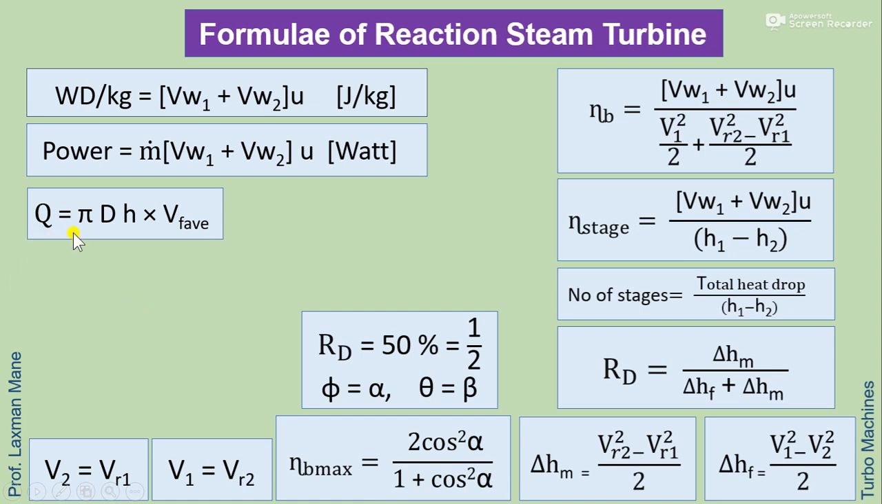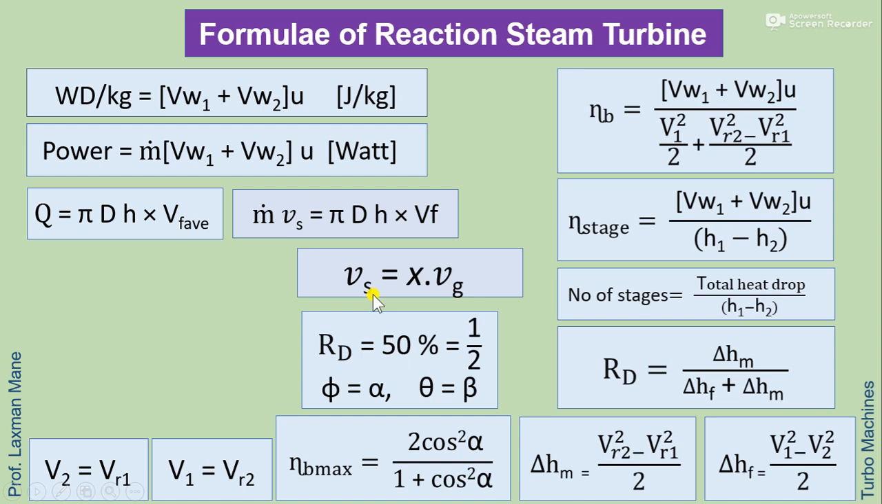Volume flow rate is equal to pi D h into Vf average. Here this is the flow area and this is the flow velocity. To find the mass flow rate, this is the relation where Vs is the specific volume. In case of wet steam, the dryness fraction is taken into calculation, where Vg is obtained from the steam table, that means the value corresponding to pressure.